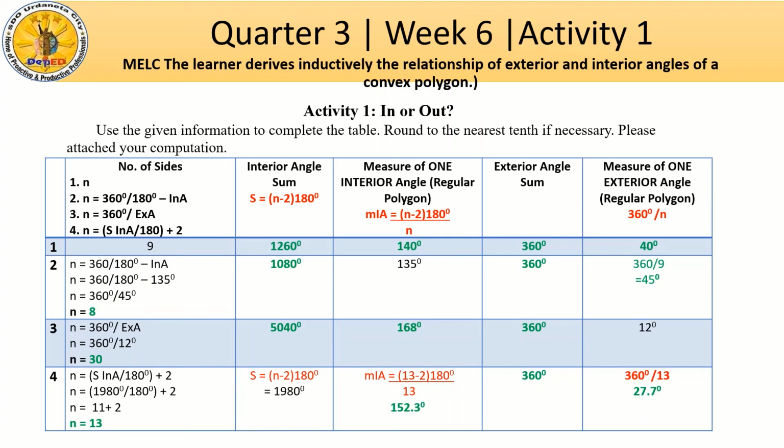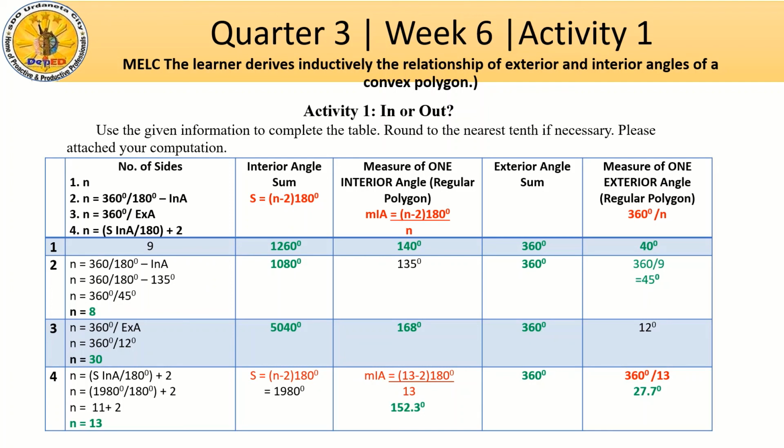Now we're going to look for the measure of one of the interior angles, which is equal to (n minus 2) times 180 divided by n. So our n is 13. So 13 minus 2 is equal to 11, times 180, divided by 13. And we come out with 152.3 degrees. That is our interior angle.